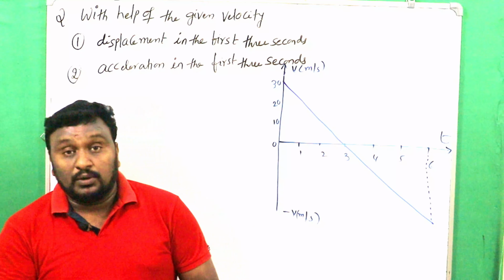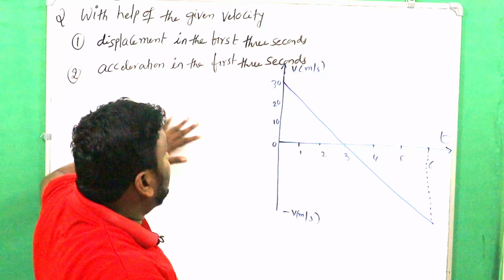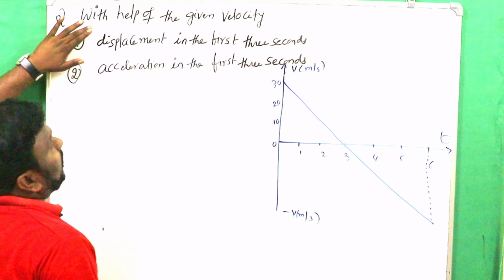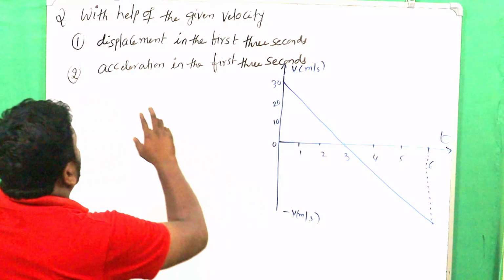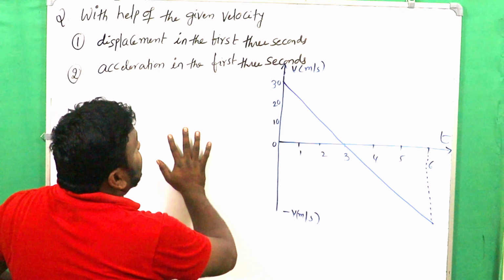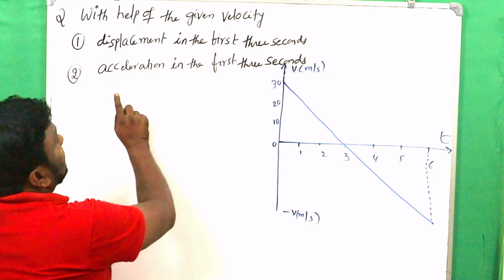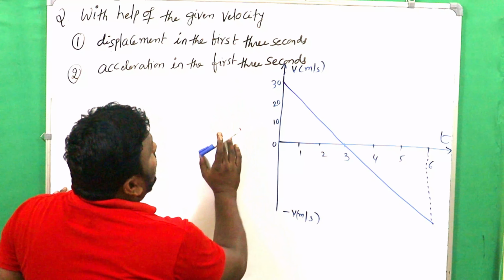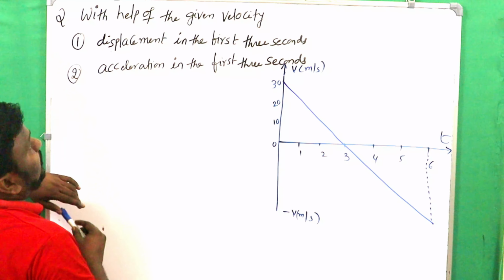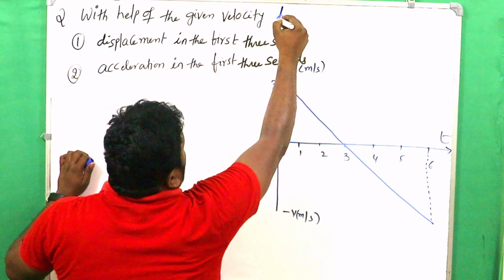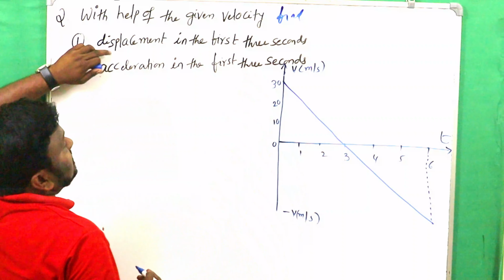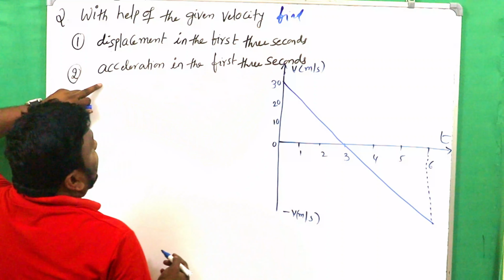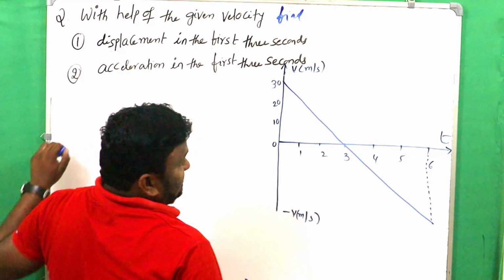We have one problem on the board. With the help of the given velocity graph, we have to find the displacement in the first 3 seconds and the acceleration in the first 3 seconds.